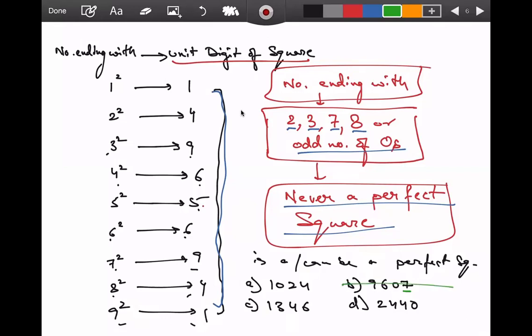So first we can eliminate this. We cannot have an odd number of zeros. We can eliminate it. Eliminate this. But why did you eliminate option C? Tell me. Why did you eliminate option C?